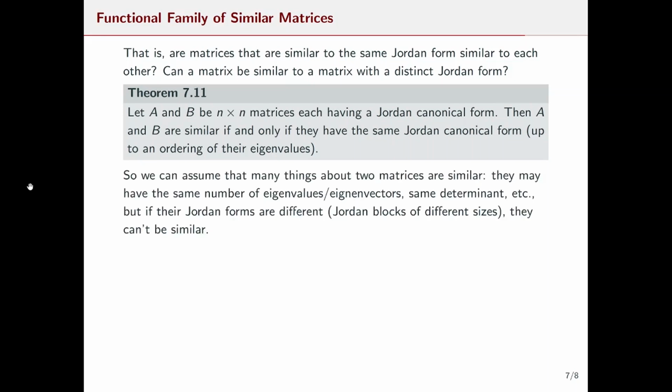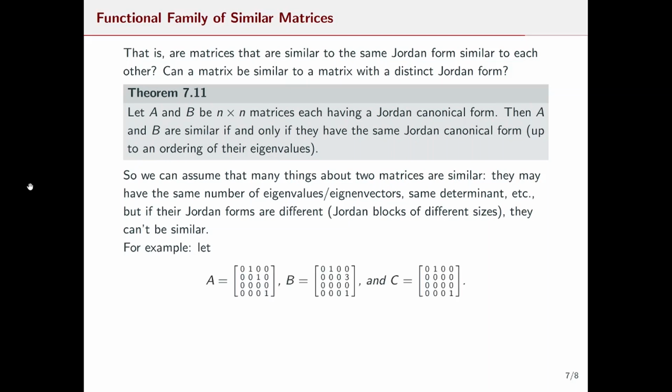So that means we can assume that a lot of things about two different matrices might be similar, or that they might have in common, right? They might have the same number of eigenvalues or eigenvectors, the same determinant, the same trace, whatever. But if their Jordan forms are different, that is, their Jordan blocks are of different sizes, then they can't be similar. For example, if we let these three matrices exist, they look quite similar, right?